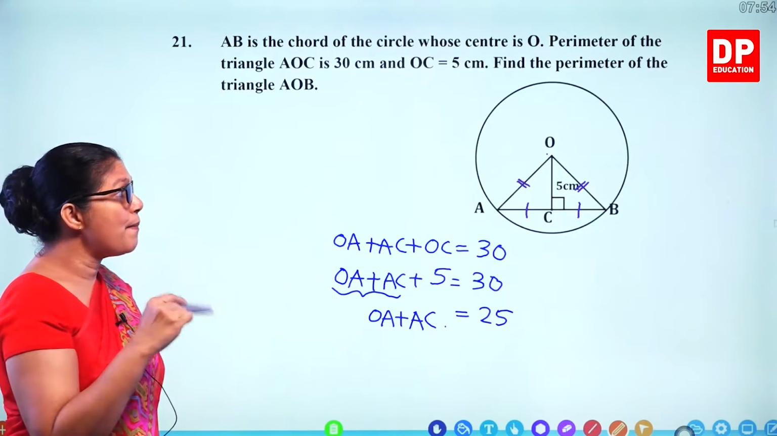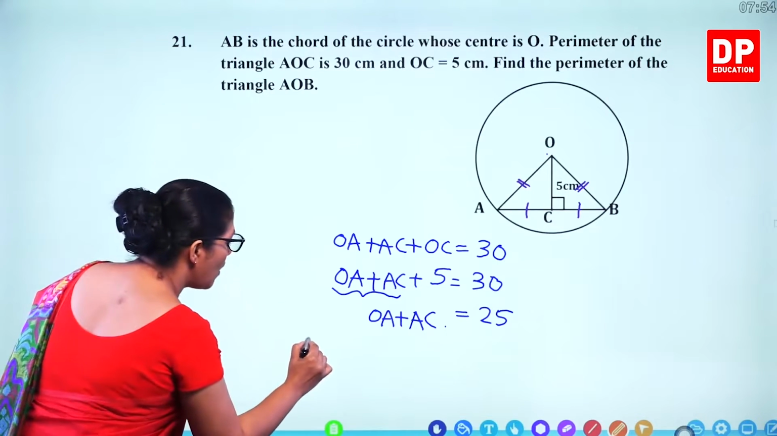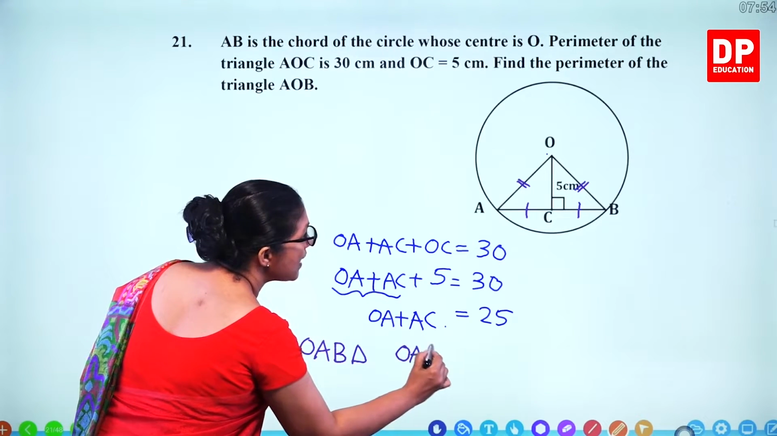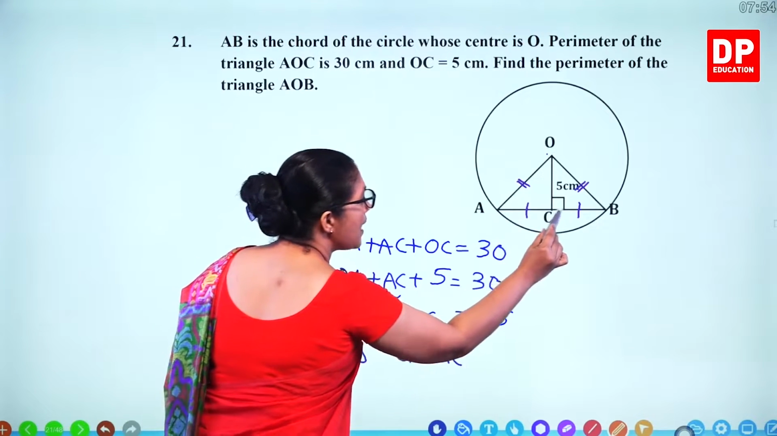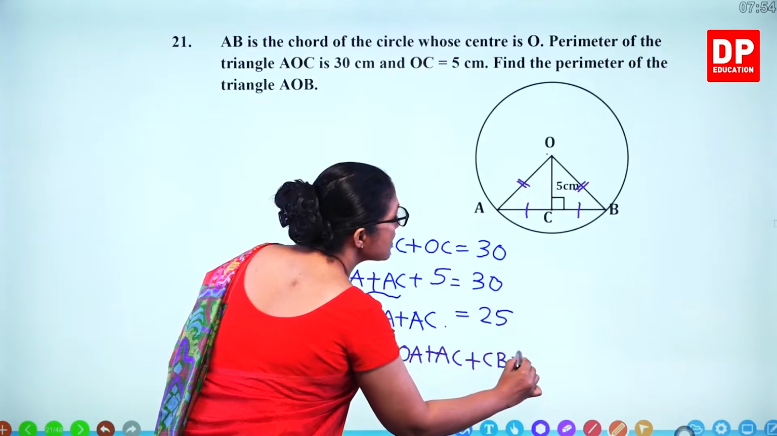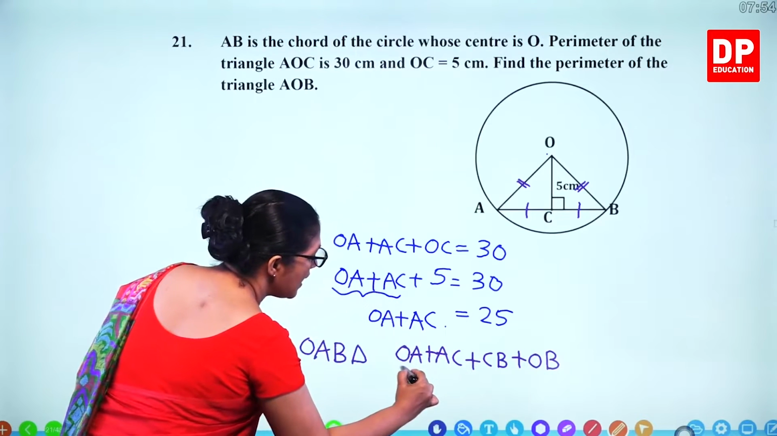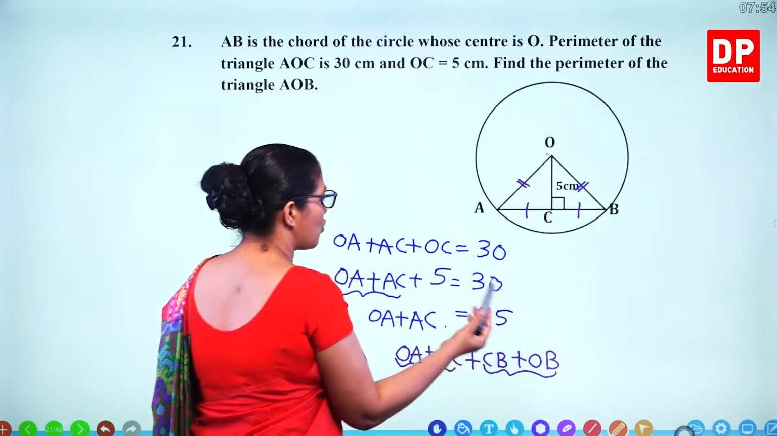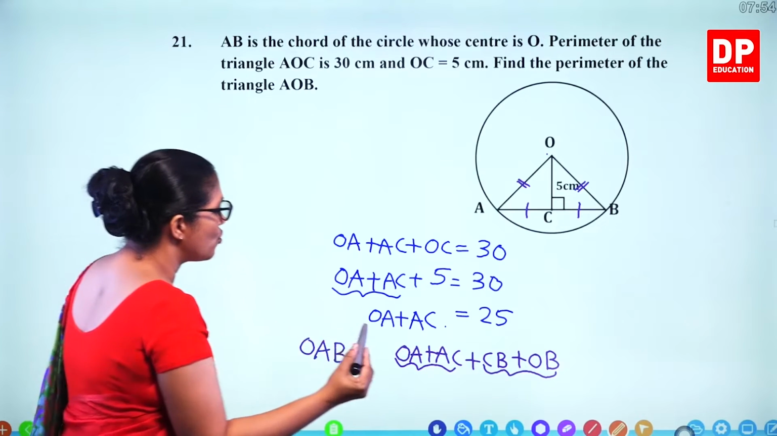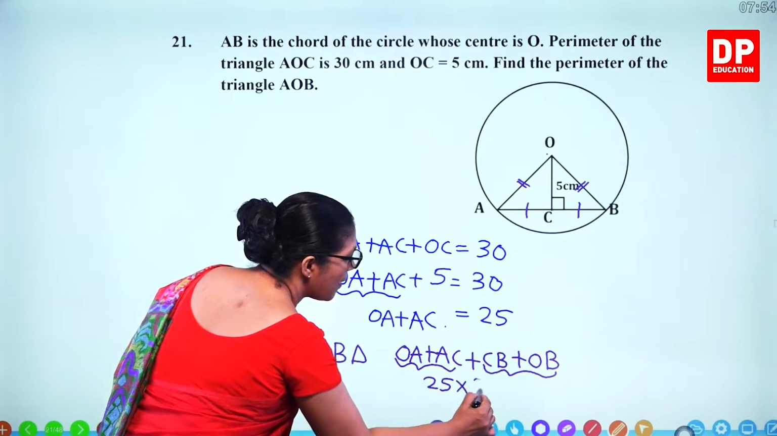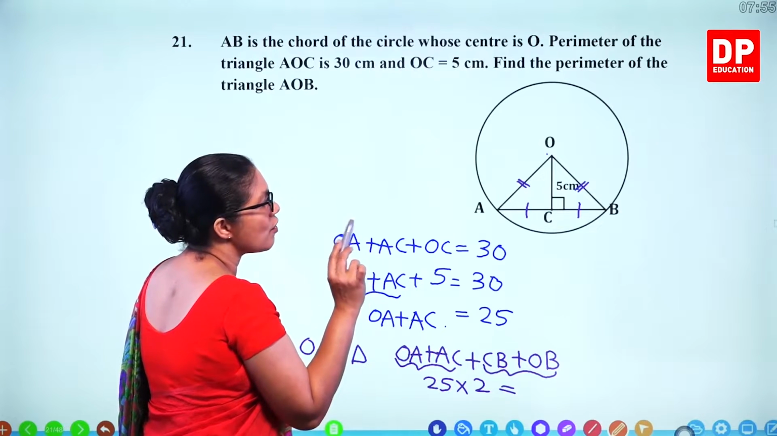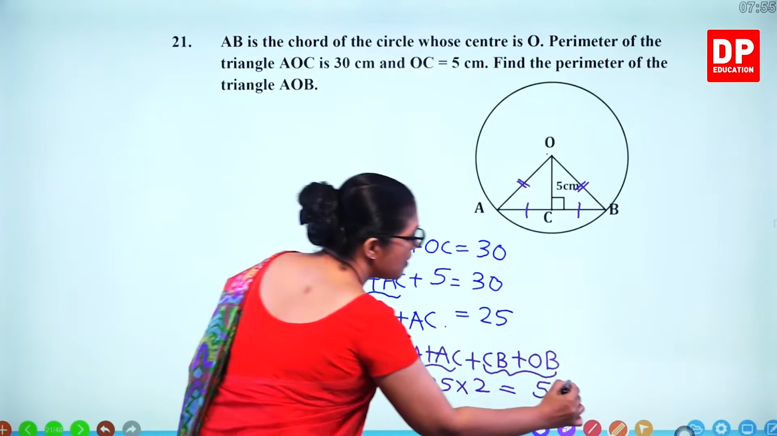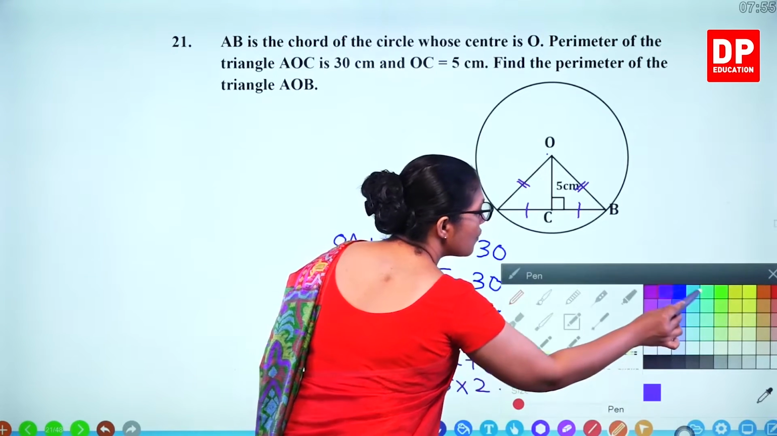So what is the perimeter of OAB triangle? OA plus AC plus CB plus OB. Now can you see this is same as this side? So this part is same as this side. So just multiply by 2. So 25 here, 25 multiplied by 2, you get the perimeter of OAB triangle. That's 50 centimeters. So 2 marks for that.